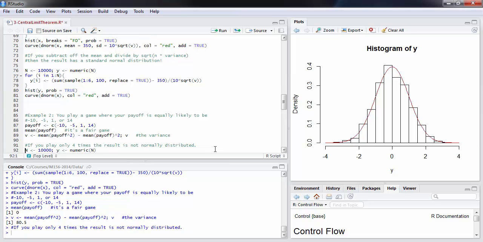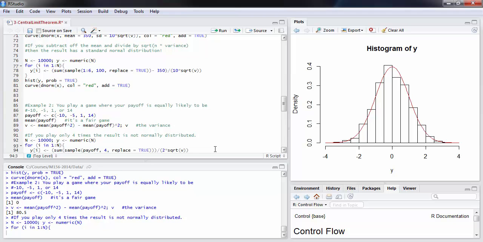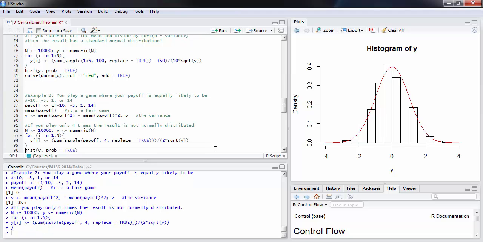Now, if I play this game only 4 times, the result is nowhere near normally distributed. Let's check that with a simulation. 10,000 times, I will take the sum of 4 samples drawn from this payoff with replacement. I will divide by 2 times the square root of v in an attempt to make the variance equal to 1. And let's see how well I've done.